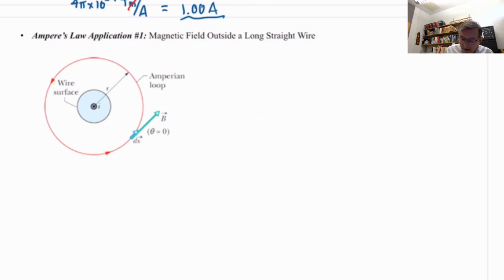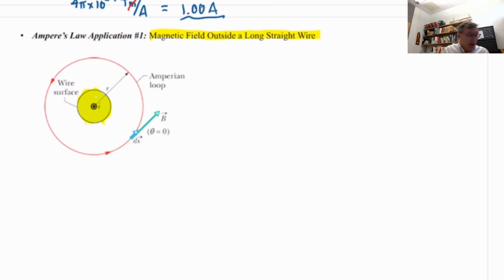Let's find the magnetic field outside a long straight wire. You're seeing it edge on. It's carrying a total current I. It's coming out of the screen in a long straight wire. And it's not a thin wire. We often have done wires, but we've treated them as being pretty thin. Let's say it's a hefty, thick wire.